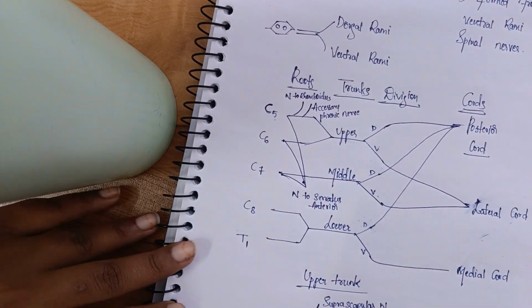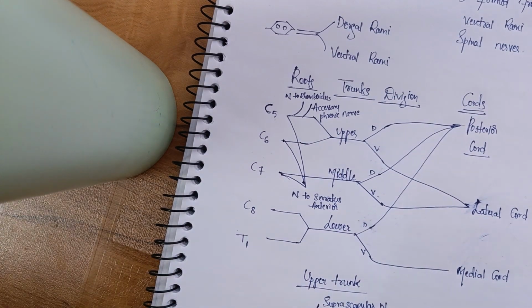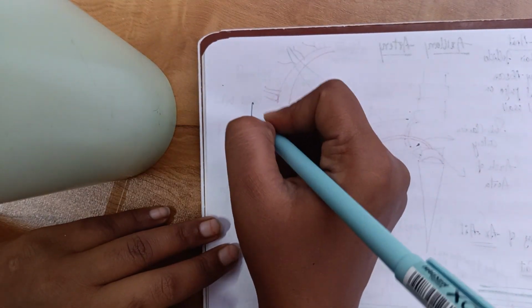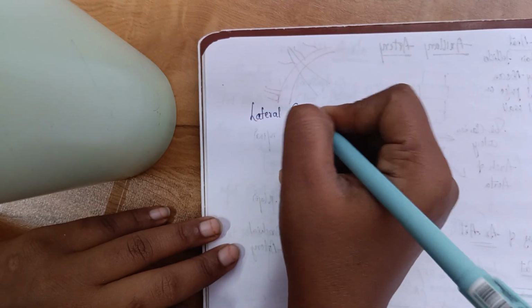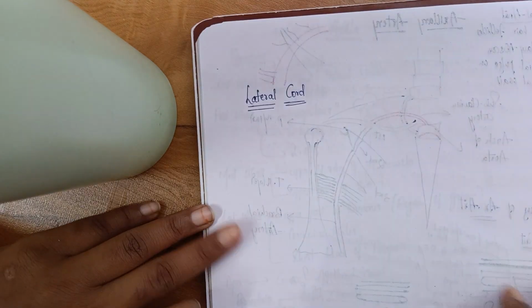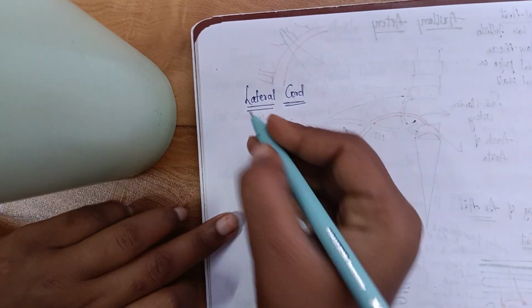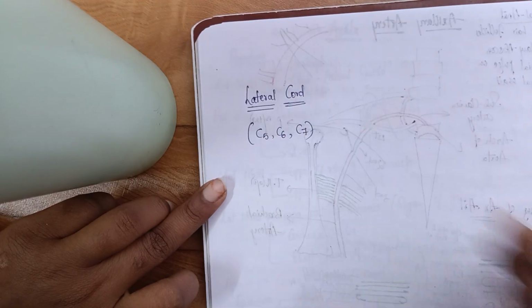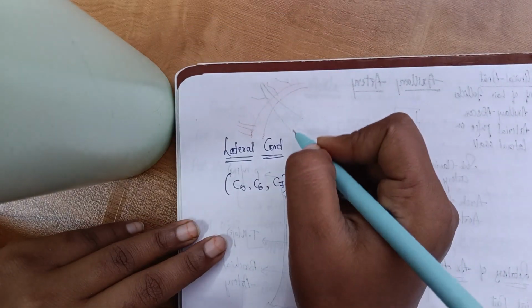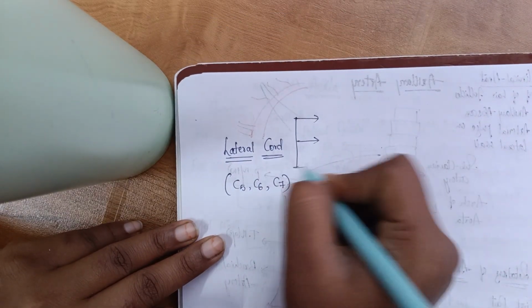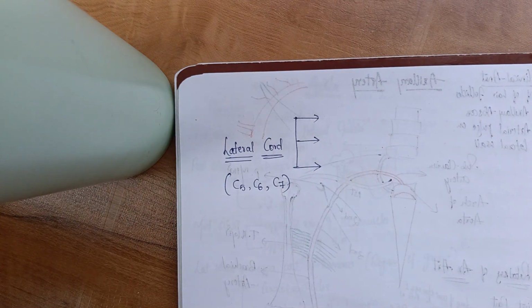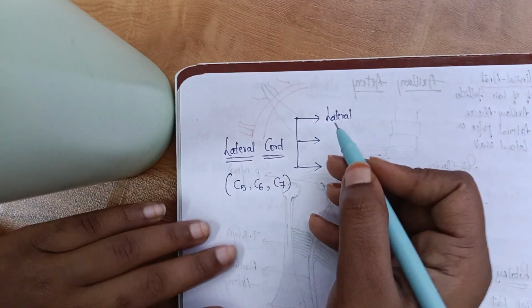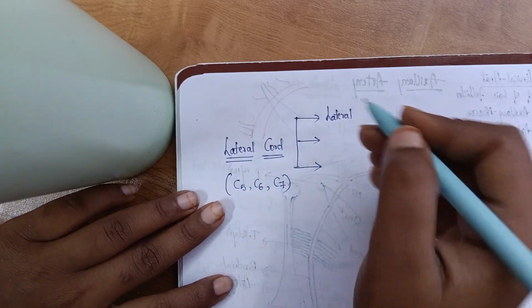So now let's see the branches of the posterior cord, lateral cord and the medial cord. We'll start from the lateral cord. The lateral cord is formed from the upper and middle trunk, so it will have a root value of C5, C6, C7. What are the branches of the lateral cord? There are three nerves which are arising from the lateral cord. Two nerves start with the name lateral itself.